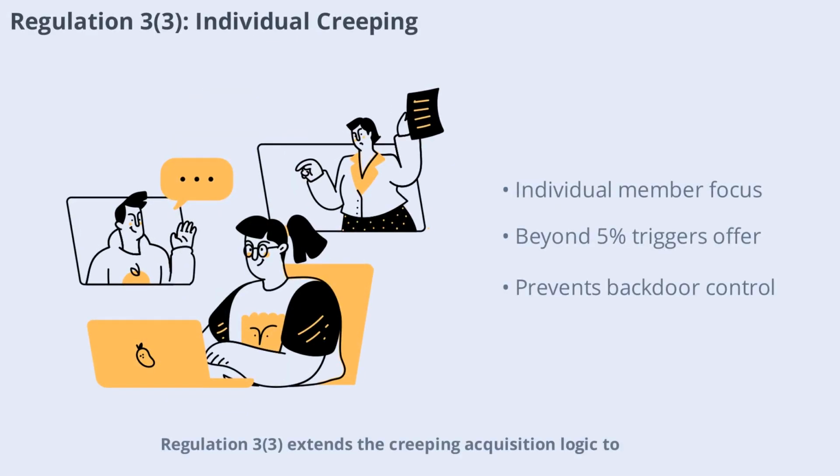Regulation 3.3 extends the creeping acquisition logic to individual members of a group acting in concert. Even if the group's overall holding doesn't change, an individual increasing their stake beyond the 5% limit within a financial year can trigger an open offer. This provision ensures that no single member can quietly amass significant control without proper disclosure and shareholder protection. It's a safeguard against backdoor takeovers and maintains the integrity of the open offer process.